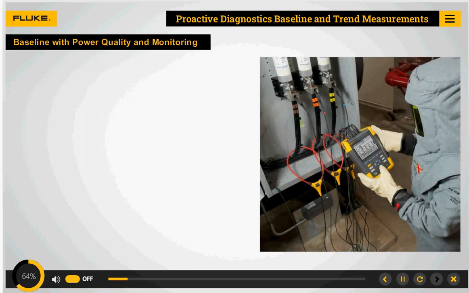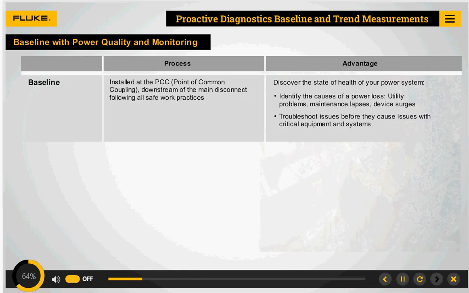Power quality analyzers should be used at a safe location, typically installed at the PCC, point of common coupling. This is where the utility connects to your facility, downstream of the main disconnect and installed following all safe work practices. Monitor over time to discover the state of health of your power system, and measure electrical power parameters such as voltage, current, power, apparent power, power factor, harmonic distortion, and unbalance to identify characteristics that impact motor efficiency. Once a fault is detected, the monitoring can then take place on branch circuits to drill down to root cause.